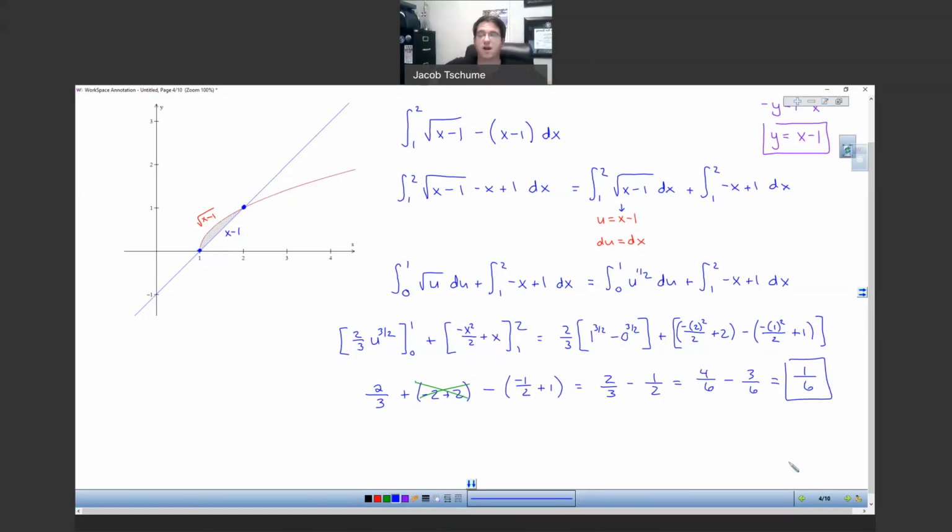So once again, they're not going to always be straightforward. This one was a little bit trickier because part of your integration was U-substitution. The other one was regular integration, FTC part 2, and then you had to go through the idea of putting them together. But that little bitty area up there is 1/6 of a unit.